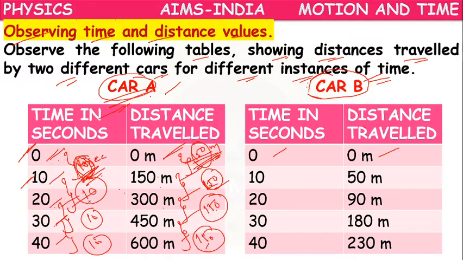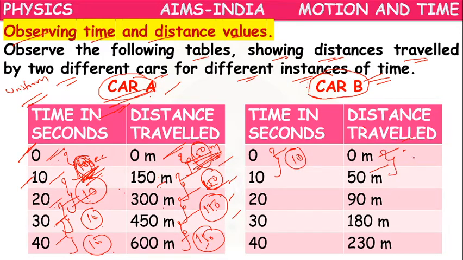First 10 seconds, next 10 seconds, next 10 seconds, next 10. For all 10 seconds, it is covering 150 meter distance. So car A is in uniform motion. How can we tell it is in uniform motion? Because for equal intervals of time, as it is covering equal distances, we can tell that it is exhibiting uniform motion.